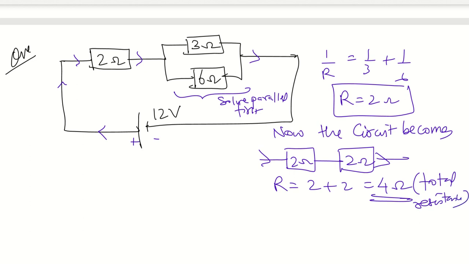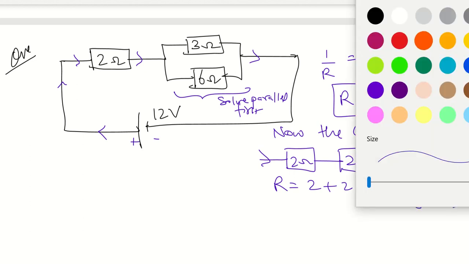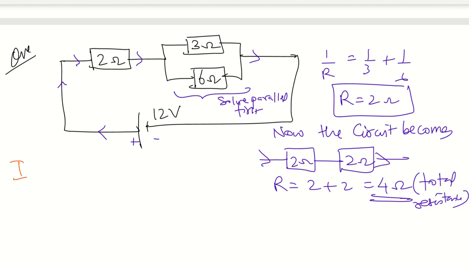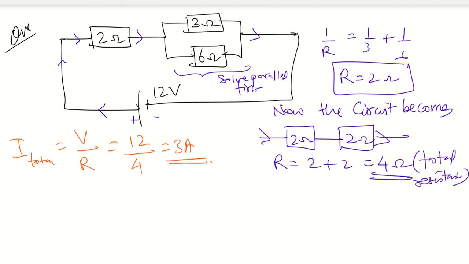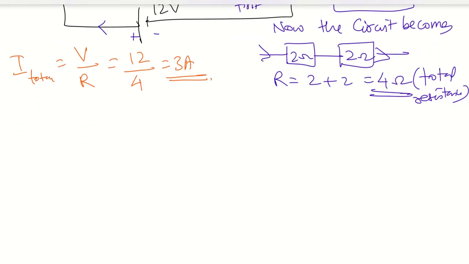So if somebody says, okay, find out the total current in the circuit. Very simple. What is the total current in the circuit? That will be total voltage by total resistance. So that is 12 by 4, which means it is 3 ampere, right? Now, these are the simple questions that we have in electric circuits.